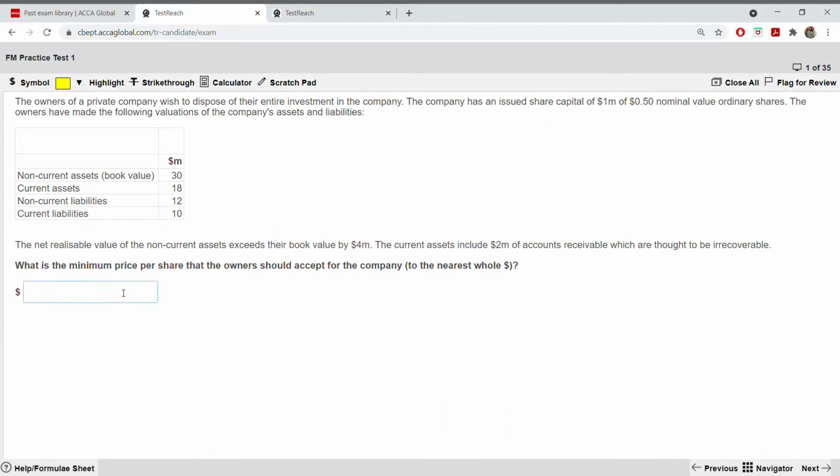See the first one, okay? Here you don't have an option, the 4 options. Here you have to input one answer. What is the minimum price per share that the owners should accept for the company?